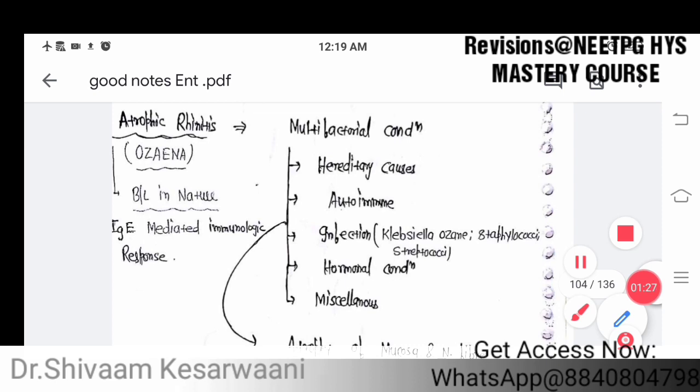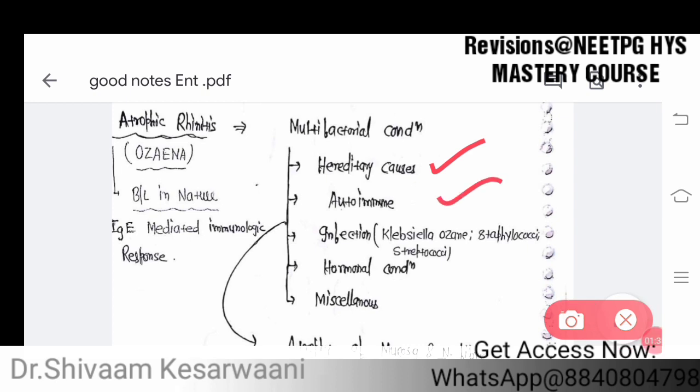Now it is basically a multifactorial condition, and the different etiologies can be defined under hereditary, autoimmune, Klebsiella infection, that is Klebsiella ozaenae, or Staphylococcus or Streptococci or Coccobacillus ozaenae. So that is why it is also called ozaena. In atrophic rhinitis, you must remember that it is caused by Klebsiella ozaenae.